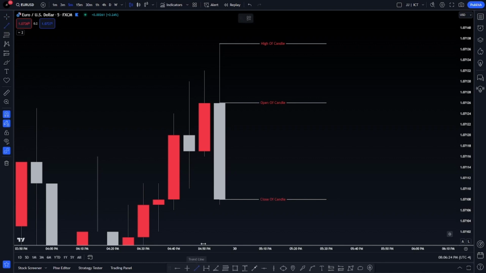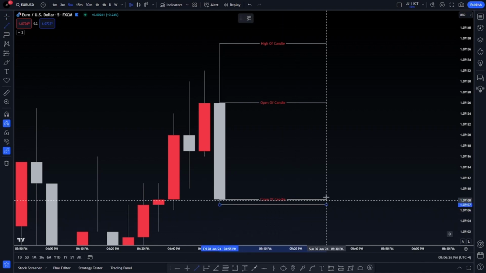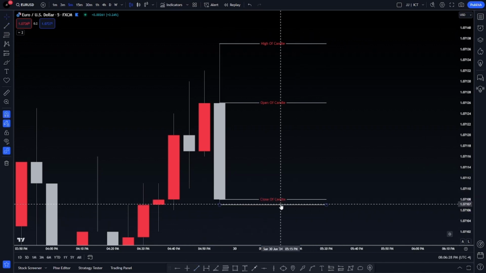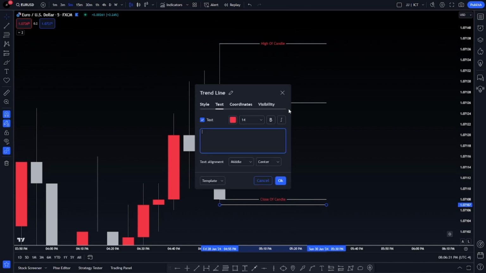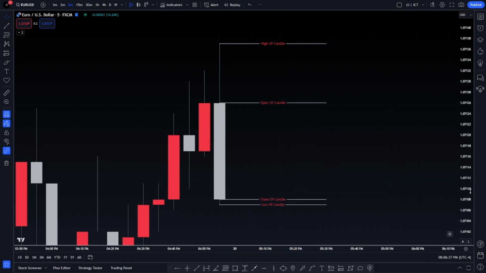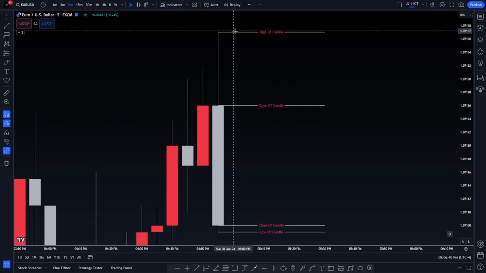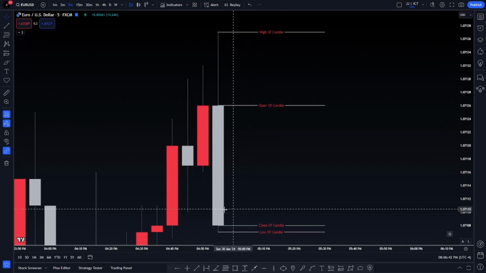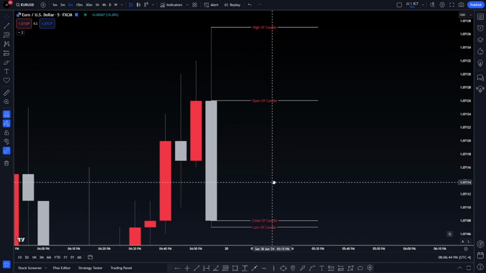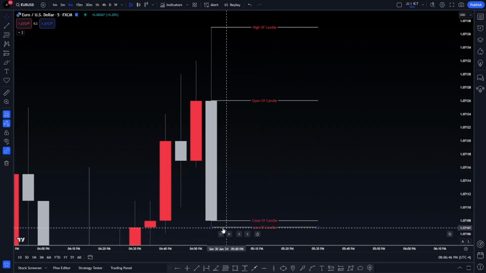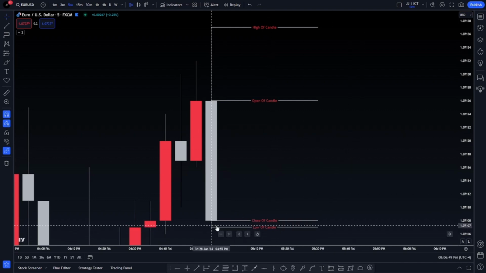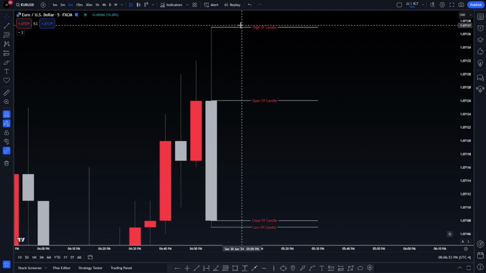So this is the low of the candle here, because this is the lowest point of the candle. So let's mark that so you can get a better understanding too. Low of candle. So if you look here, you see that we have the high of the candle up here, the open of the candle, the close of the candle, and the low. Okay, so the low of the candle is the lowest point of the candle before it closes, and the high of the candle is the highest point of the candle before it closes.